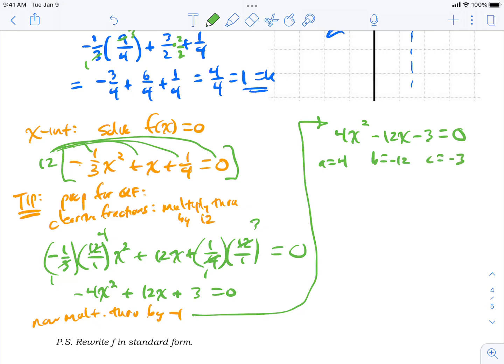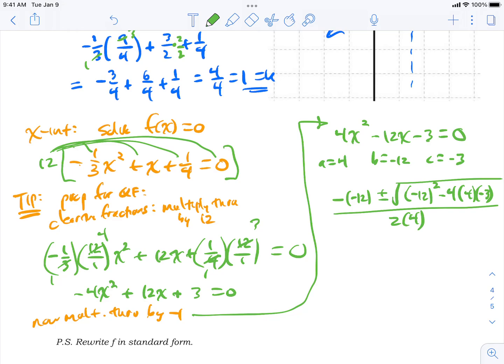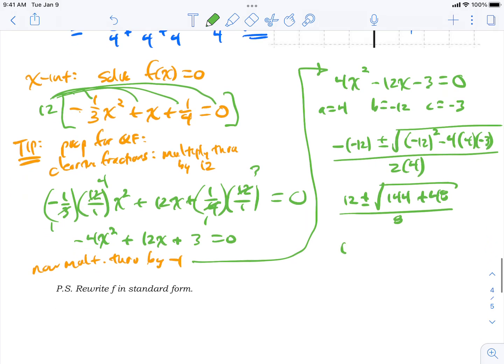Here we go, folks. Remember the formula? X equals negative B plus or minus the square root of B squared minus 4 times A times C, where C is negative 3, and then that's all over 2 times A. Now, a negative 12 is a 12, plus or minus the square root of 12 squared, whether it's negative or not, comes out to positive 144. And then this minus times a minus is going to make a plus. I'm adding 4 times 4 is 16, times 3 is 48. And that's all over 8. So 12 plus or minus the square root of 192.